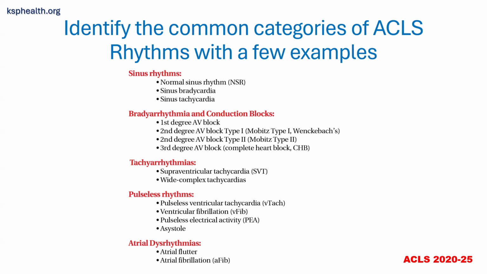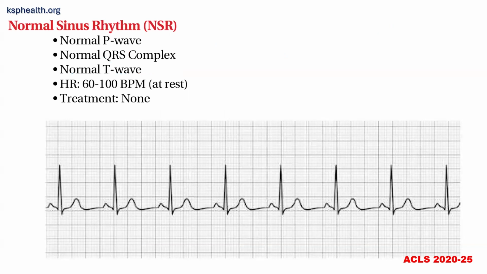So having an AED in an unresponsive patient is very important to identify pulseless rhythm and also other rhythms. So you cannot just dismiss that the patient does not have any heart activity. Atrial dysrhythmias can be atrial flutter and atrial fibrillation. Let's go one by one.